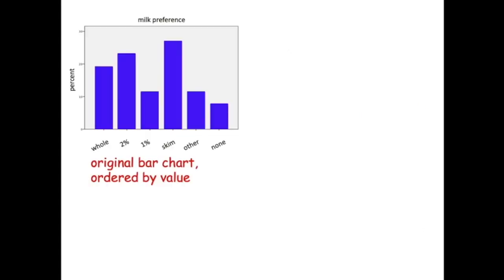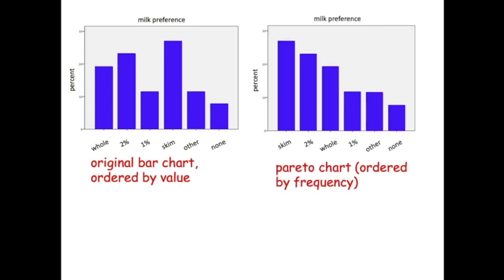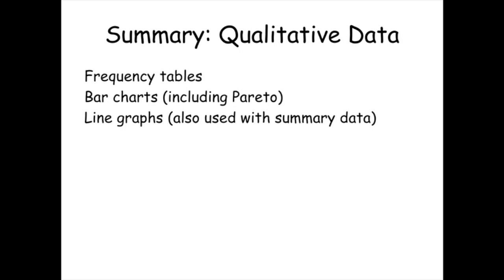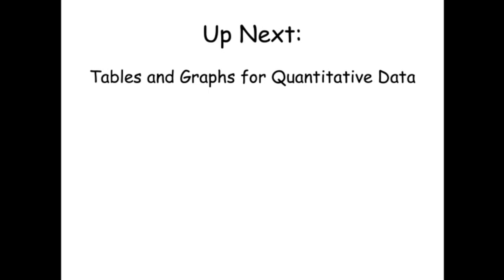By default, SPSS orders bars by value, but you have the option to order them by frequency. To summarize, we start with frequency tables for categorical variables and then communicate our results graphically using bar charts or line graphs. The next video looks at tables and graphs for quantitative variables.